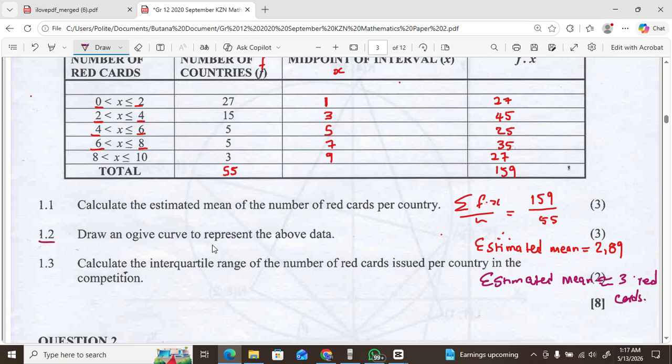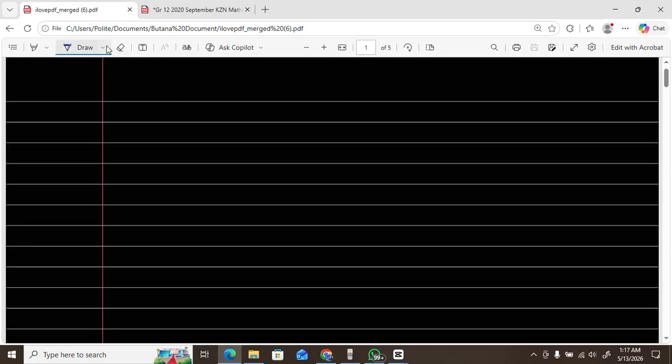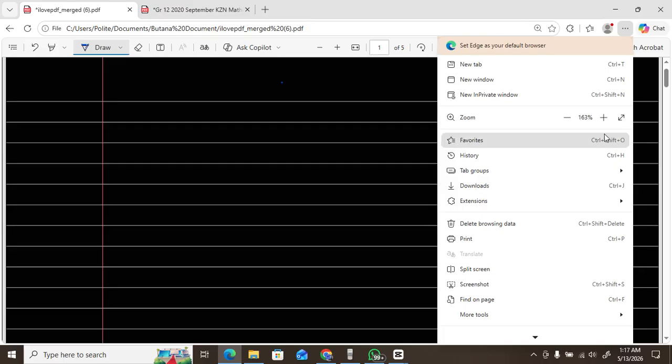1.2, draw an ogive to represent the above data. So to draw an ogive, we're going to need a space for that. And I'll definitely work with you on that one, okay? So let's go and draw the ogive using the information that we have so far.